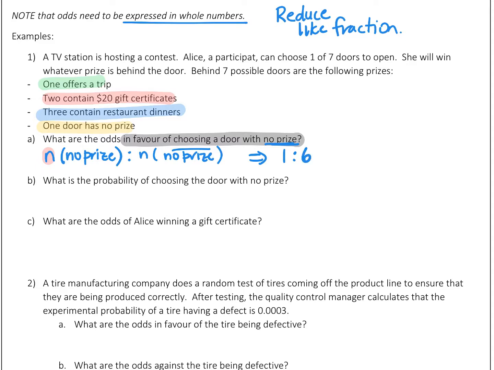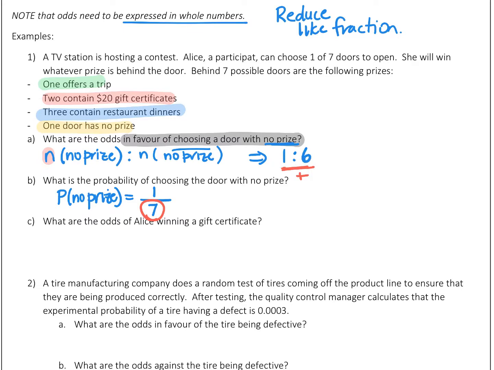What is the probability of choosing a door with no prize? We've already done this. The probability of getting no prize is the number of favorable, which is 1, out of the total number, which is 7. Now, what I want to point out is that the denominator of my probability is equal to the sum of the odds. The most common mistake students make is to say 1 to 7, because that's the total number, but it is the number in favor to the number opposed.